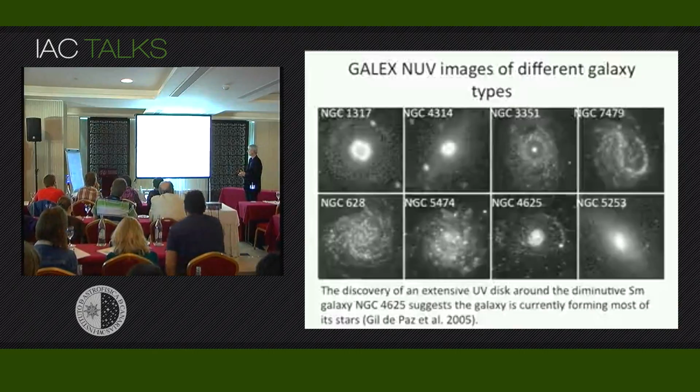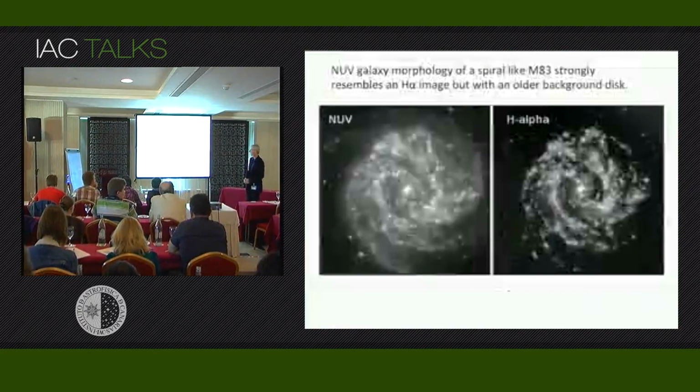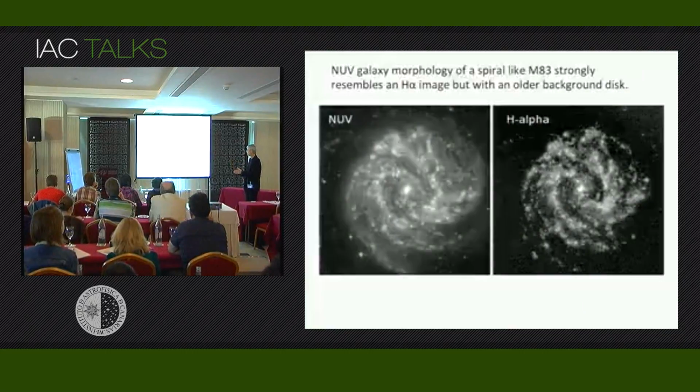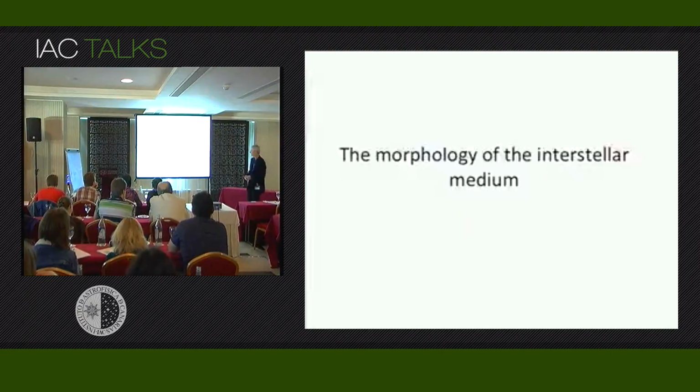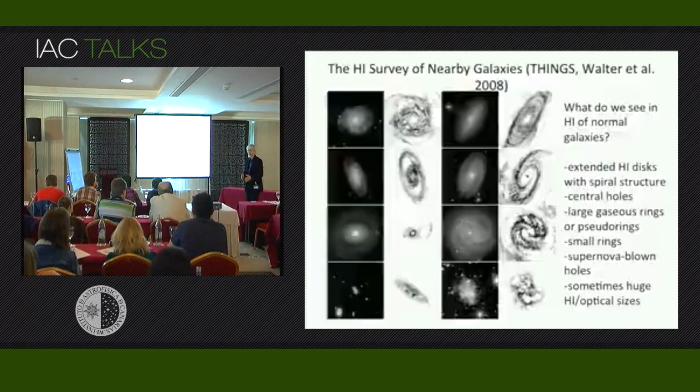NGC 5253 has an irregular galaxy in the middle of a smoother-looking background galaxy, which you still see in the near UV because it has an early type spectrum, I believe. And it's characteristic of what Sandage called an amorphous galaxy. The near UV morphology of a galaxy like M83 compares very favorably with an H-alpha image on the right, but you see more in the UV image because there's a background. There's a slightly older background disk.